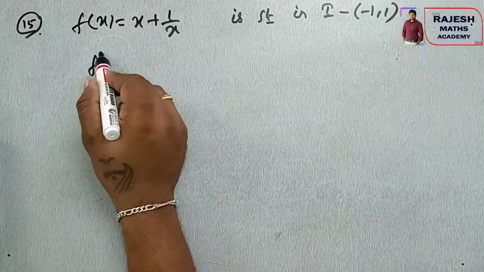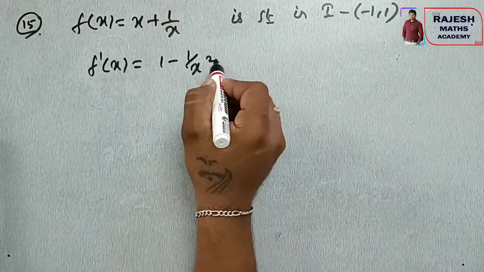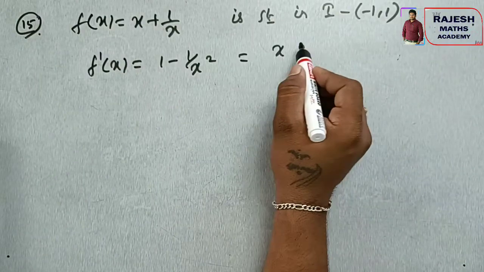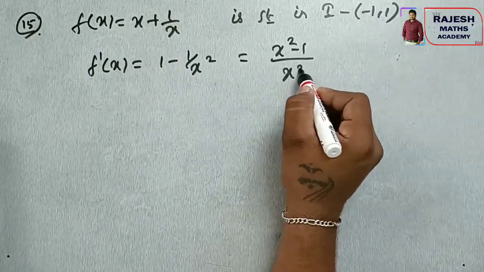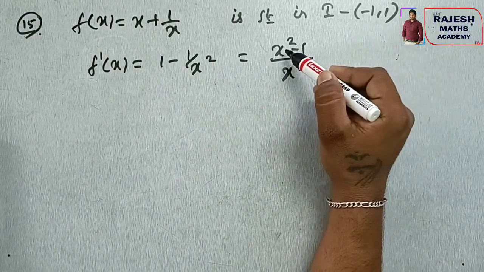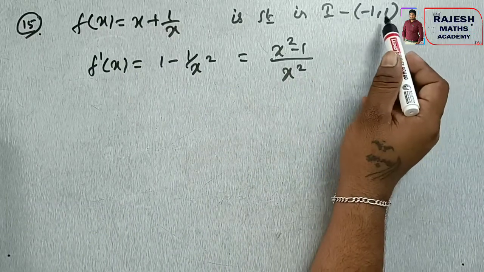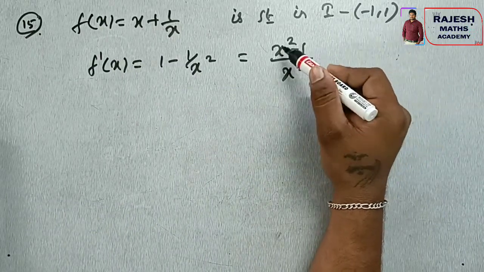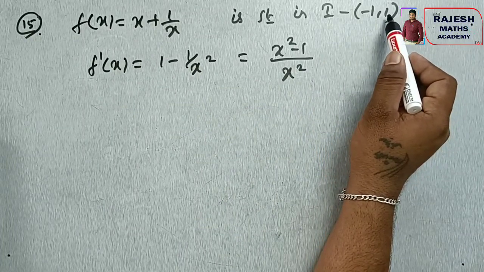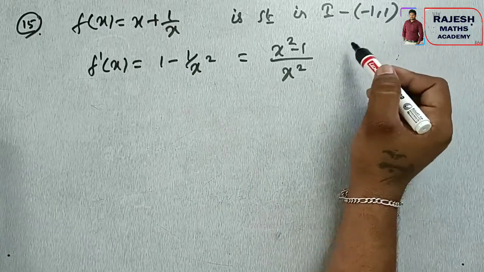So what is the value of f dash of x? F dash of x equals 1 minus 1 by x square. Taking LCM, we get x square minus 1 divided by x square. So when will it become less than 0? If you take x values between minus 1 and 1, the numerator will become negative.